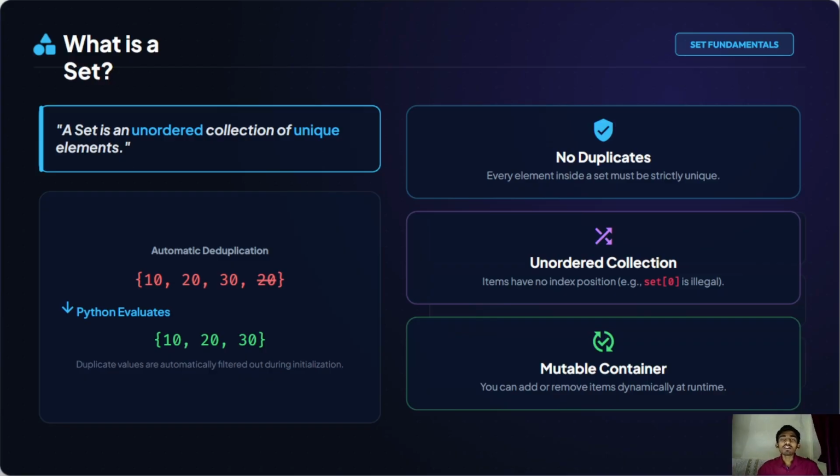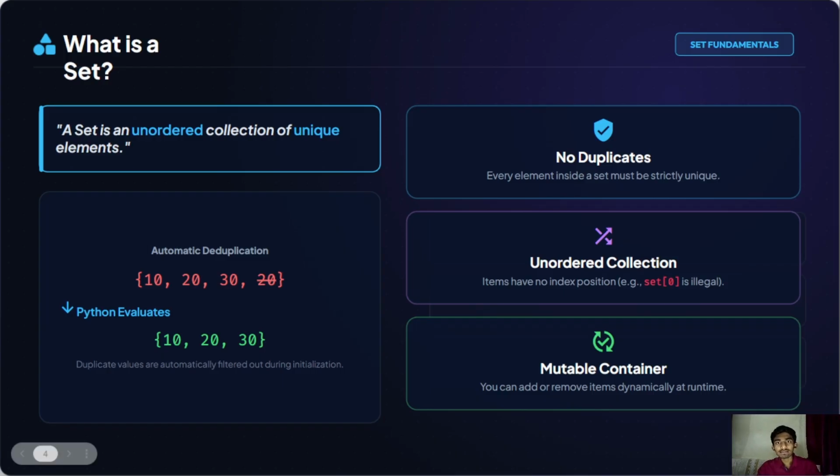Third, unordered. Unordered means unlike a list, sets do not maintain index position. So we cannot use slicing or indexing, because sets don't know which one should come first. There is no first, second, third. The order of values can change according to the execution. And finally, sets are mutable. So although individual elements can't be modified, you can add elements, remove elements, and even clear the entire set.